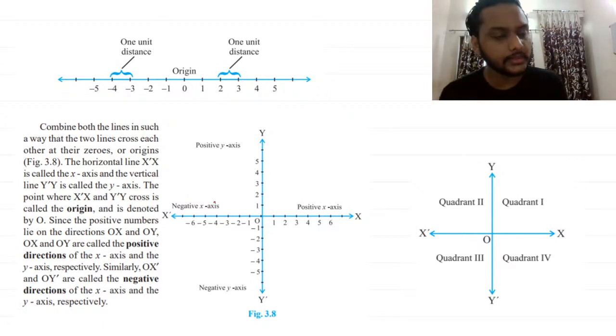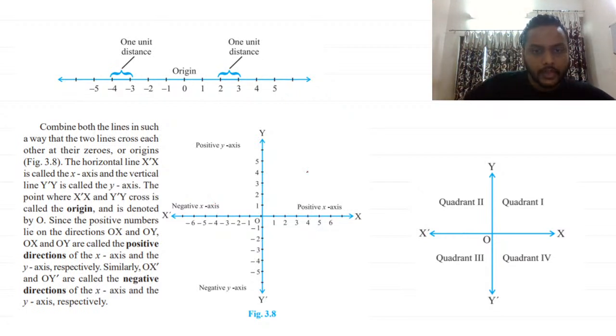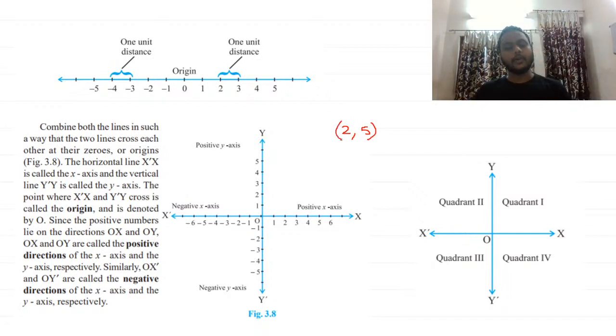Okay, very good. Now let's move ahead. When I'm talking about the points, we have just discussed where x is positive, where x is negative, where y is positive, and where y is negative. Now, guys, let's focus: if I have a point (2,5), can you tell me whether your x is positive and your y is positive or not? Is your x negative or your y negative or not?